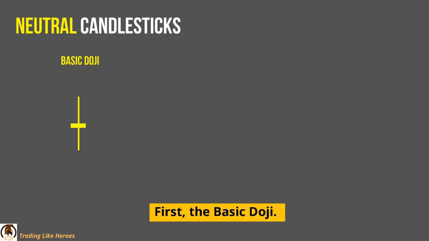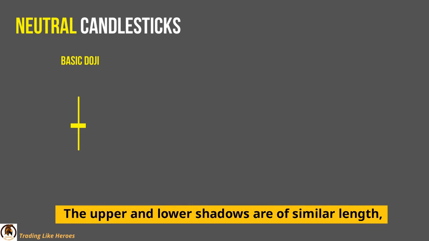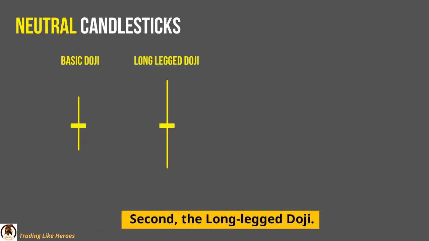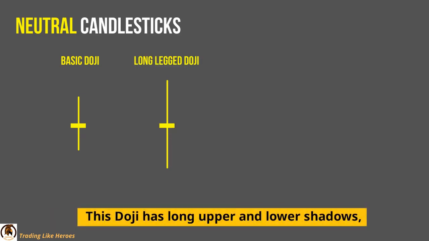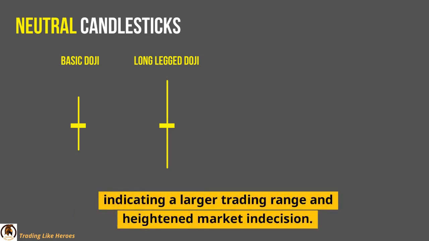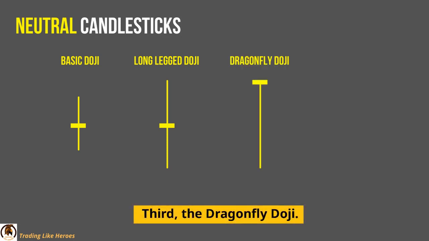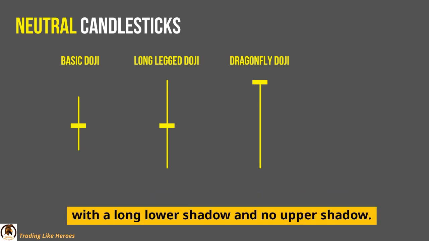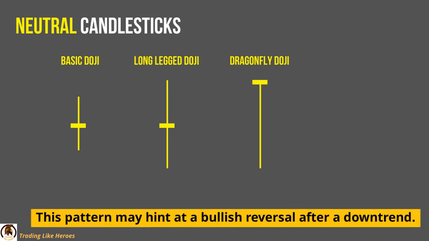First, the basic doji. The upper and lower shadows are of similar length, reflecting a balanced tug-of-war between buyers and sellers. Second, the long-legged doji. This doji has long upper and lower shadows, indicating a larger trading range and heightened market indecision. Third, the dragonfly doji. In this type, the open and close prices are near the high of the period, with a long lower shadow and no upper shadow. This pattern may hint at a bullish reversal after a downtrend.